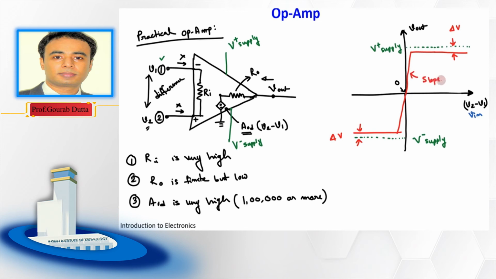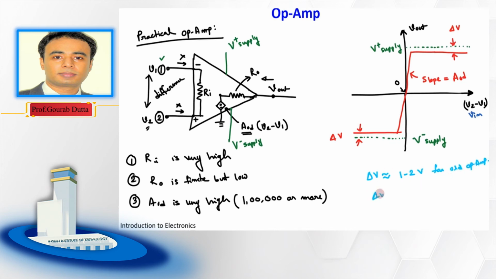So this slope is nothing but this A of OD. Is this part clear to you? Okay. Now here two important things: what is the value of this delta V? This delta V will be in the range of 1 to 2 volt for old op amps. Old op amps means earlier technology op amps, okay.